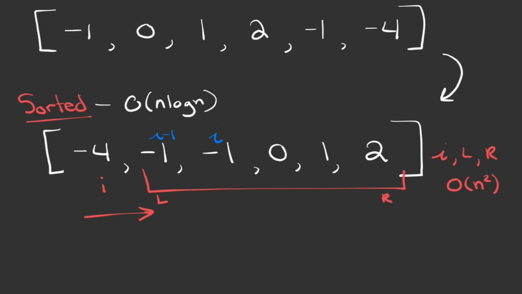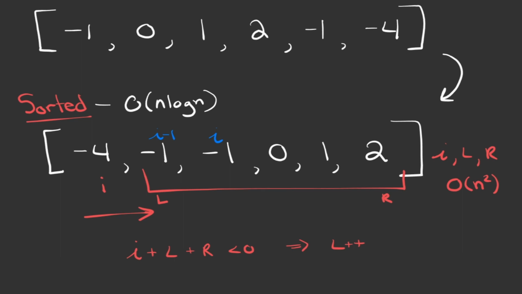Because the integer array is already sorted, we know that if the element at index I plus the element at index L plus the element at index R is less than 0, we have to increment the left pointer. That's because the left pointer is going to have the lowest value in the integer array that's formed between the left and the right pointers.